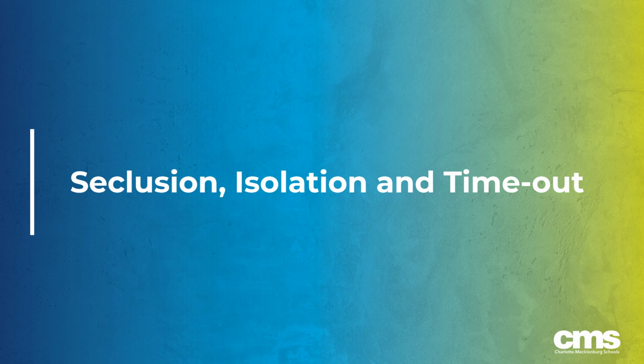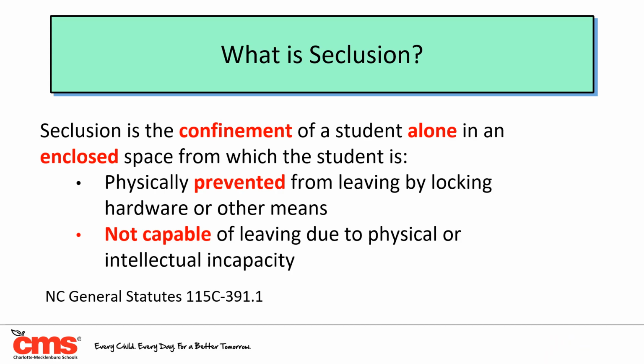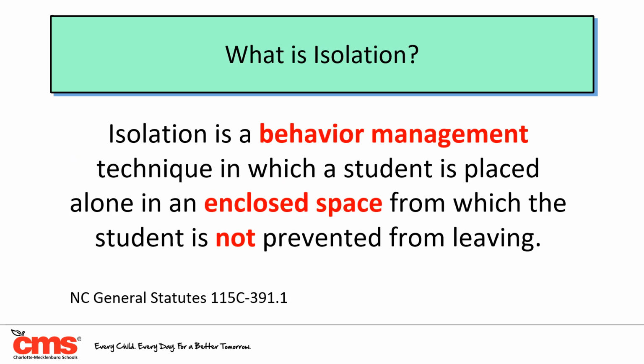This section we will discuss a few important reminders about seclusion, isolation, and timeout use. Seclusion is the confinement of a student alone in an enclosed space from which the student is physically prevented from leaving by locking hardware or other means, not capable of leaving due to physical or intellectual incapacity. Isolation is a behavior management technique in which a student is placed alone in an enclosed space from which the student is not prevented from leaving.